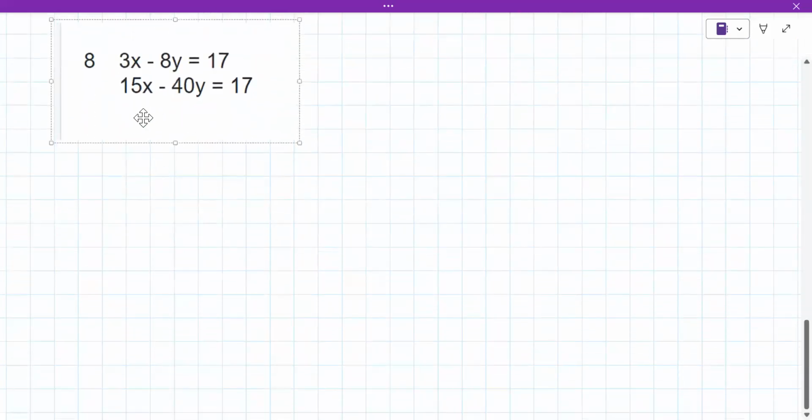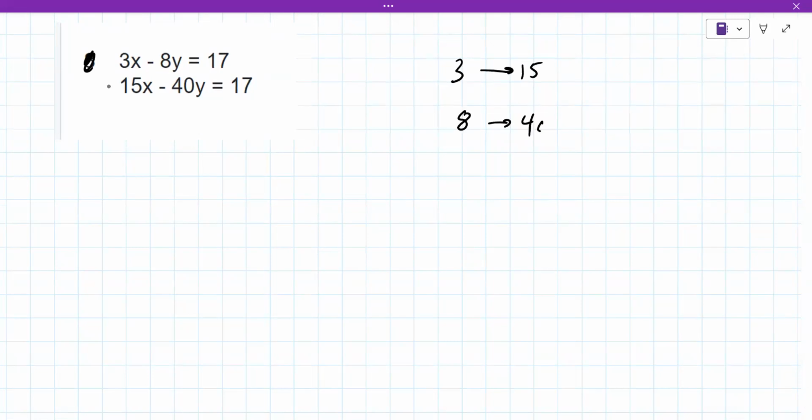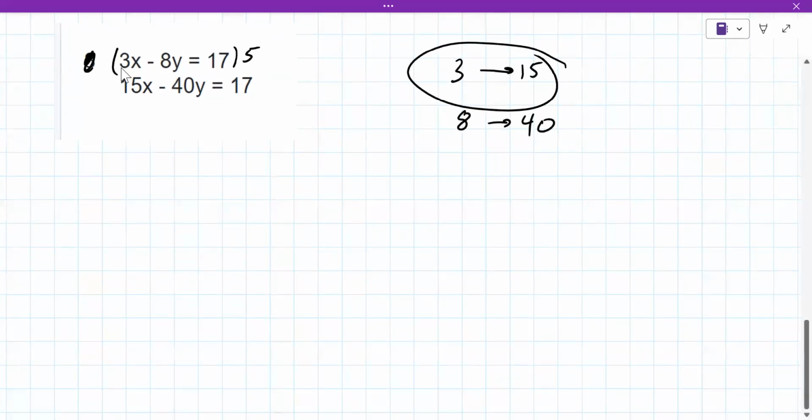All right. So this time you can't just multiply by -1. You have to multiply one equation or the other. And you're trying to either get 3 into 15, that's from the first equation, or you're trying to get 8 into 40. That's the second equation. So we're just going to choose the first one here. To make 3 to 15, you multiply by 5. But we really want them to be opposite in sign. 3 times 5 is 15. We really want it to be negative. So we're going to change that to -5.